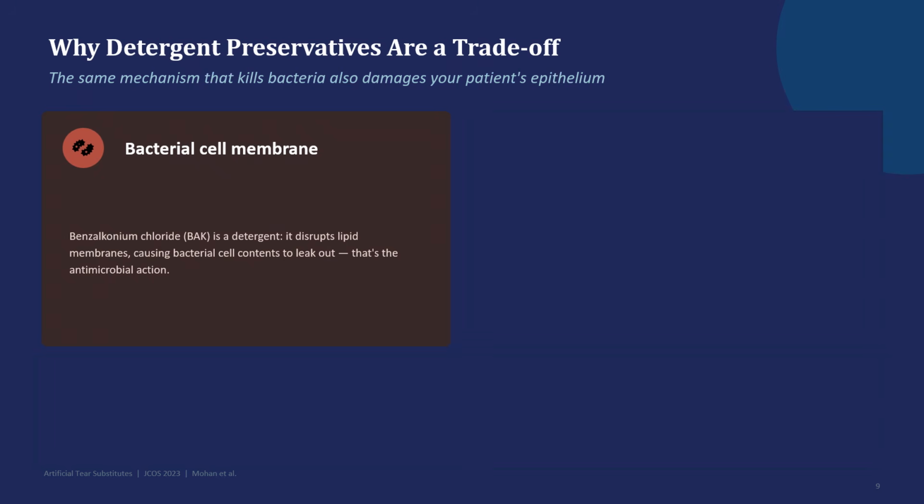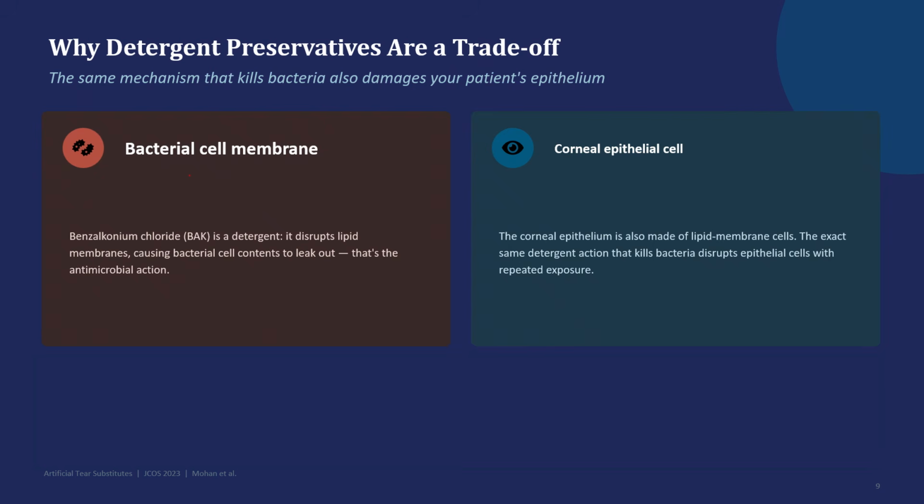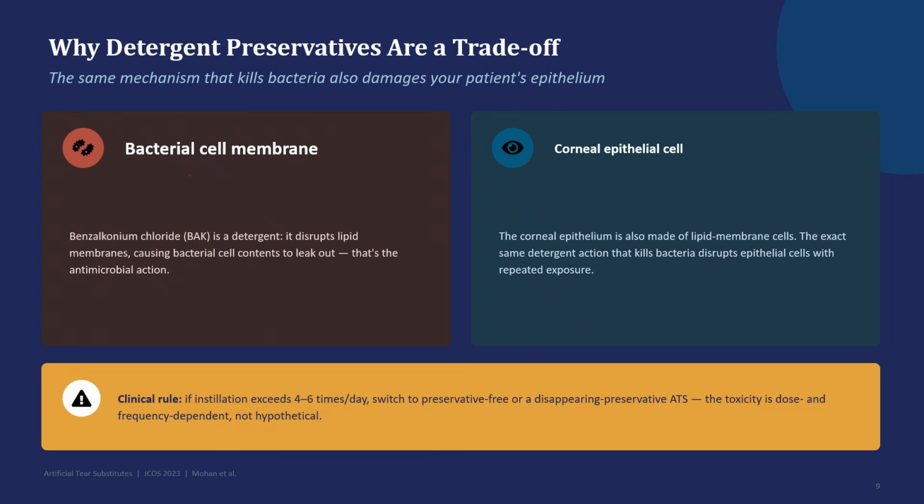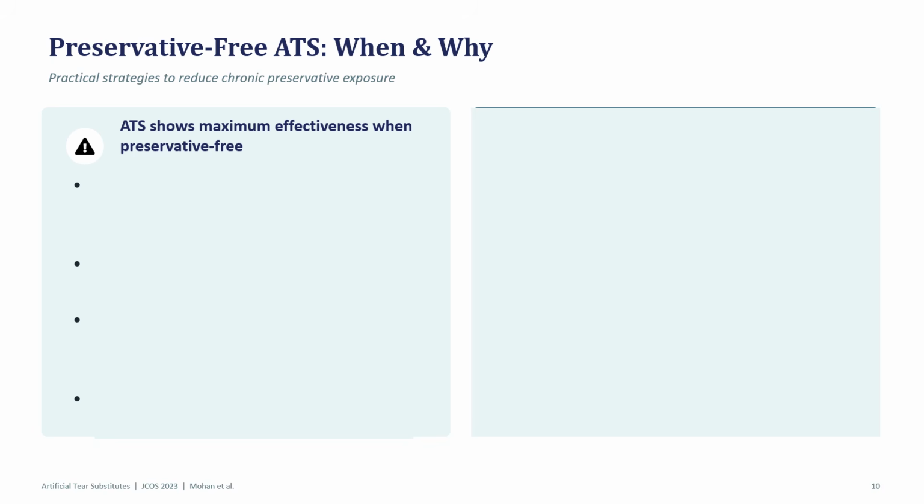Why are detergent preservatives a trade-off? Because the same mechanism that kills the bacteria also damages your patient's epithelium. So benzalkonium chloride should not be used in a patient to whom you are giving very frequent lubricants. The corneal epithelial cells might be damaged because of that. So if you are instilling drops more than 4 to 6 times per day, it is better to switch to preservative free drops.